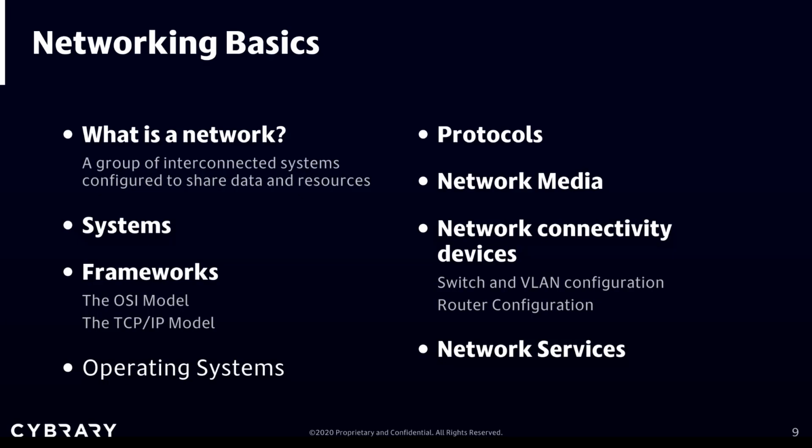In order to do that, we have to have the systems themselves, a framework that provides the structure for how we're going to communicate, and the clients and the servers that both need operating systems. We'll have to think about protocols and how the data, like media, will traverse the network. The easy answer for media is cable, but we have to think about the airwaves too, because of wireless connectivity. Then we have our network connectivity devices like our hubs, switches, and routers. Then we have network services that put it all together and make it work.